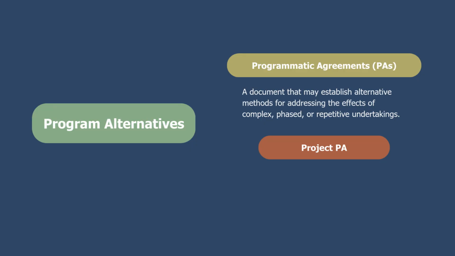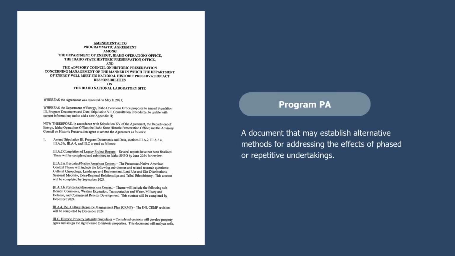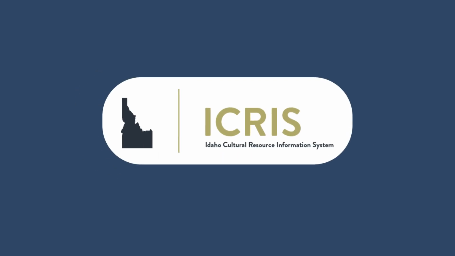These documents can be helpful when other regulatory reviews, such as NEPA, need to be completed before Section 106. A program PA can establish alternative methods for addressing the effects of phased or repetitive undertakings. As an example, the Idaho SHPO has a program PA with the Department of Energy for the Idaho National Laboratory site that streamlines and reduces the number of consultations with the SHPO. With the use of ICRIS, Section 106 review with the Idaho SHPO is clear and straightforward. Step-by-step project creation guides and ICRIS training videos can be found on our website.